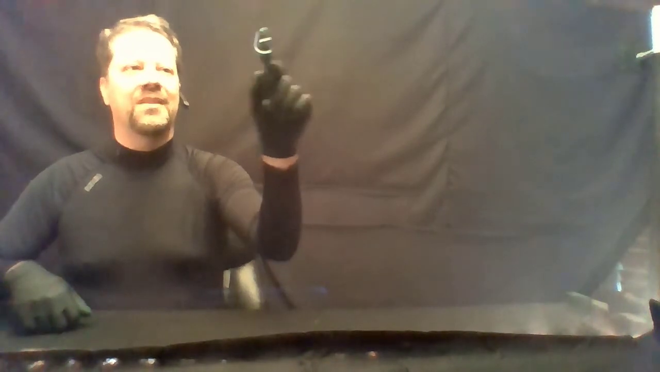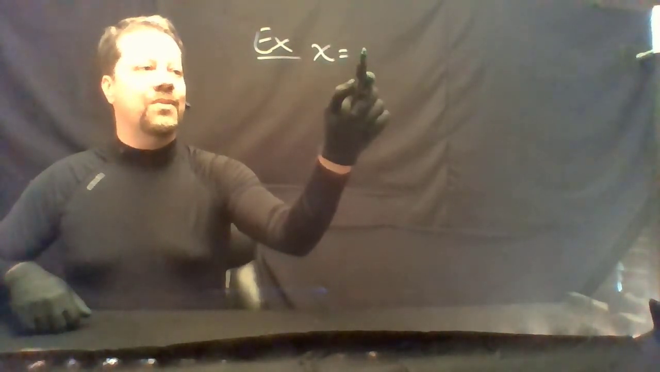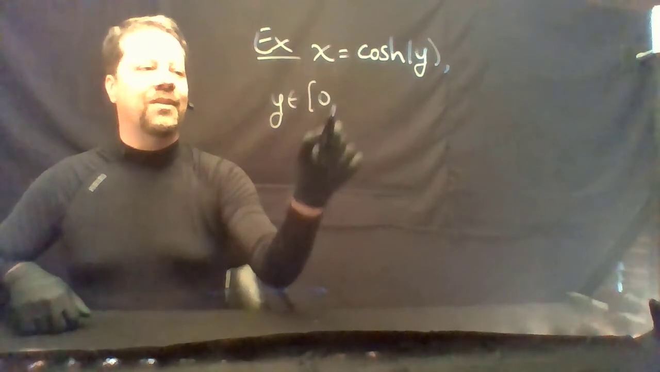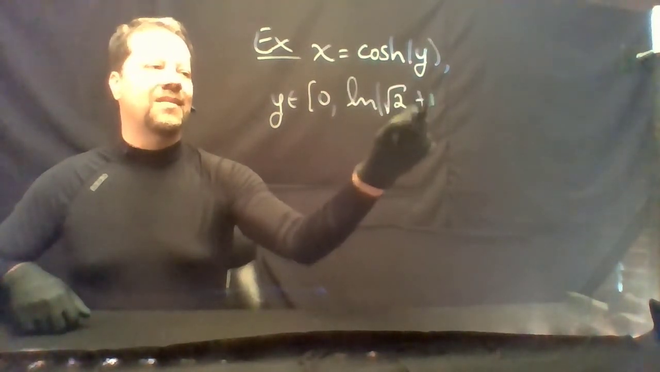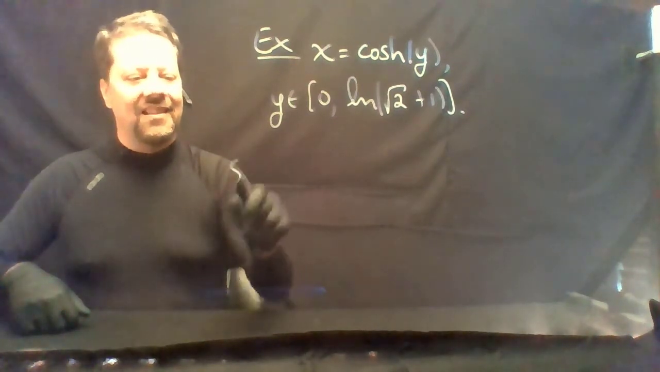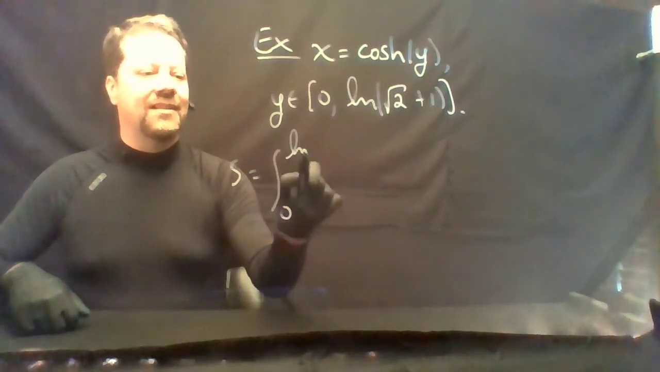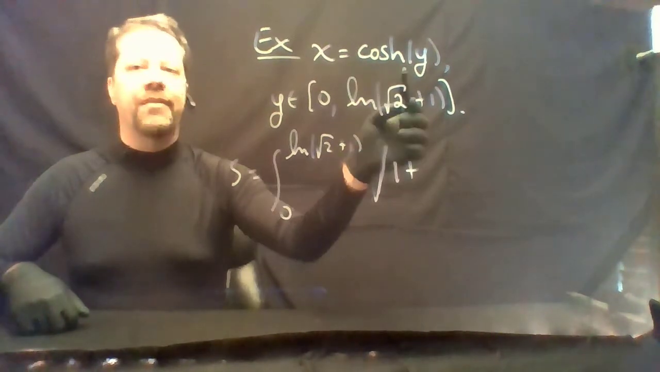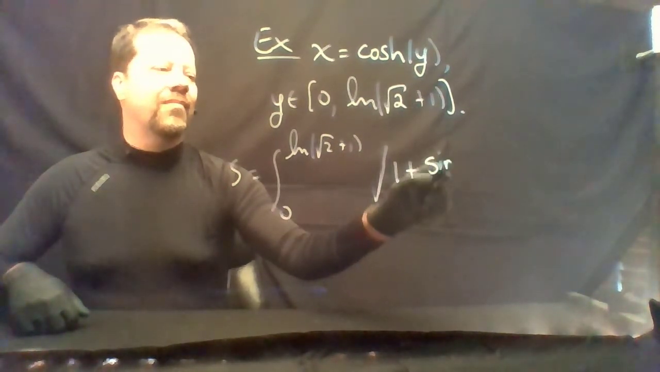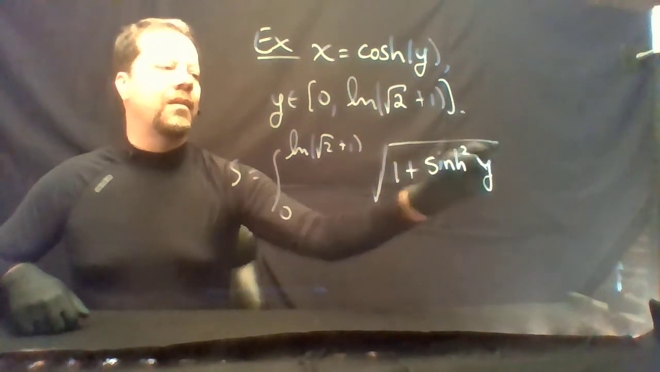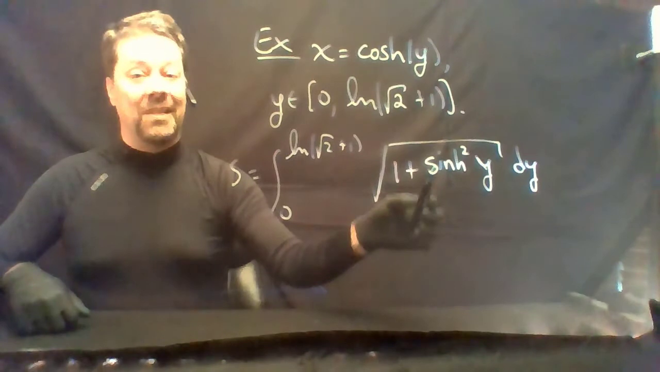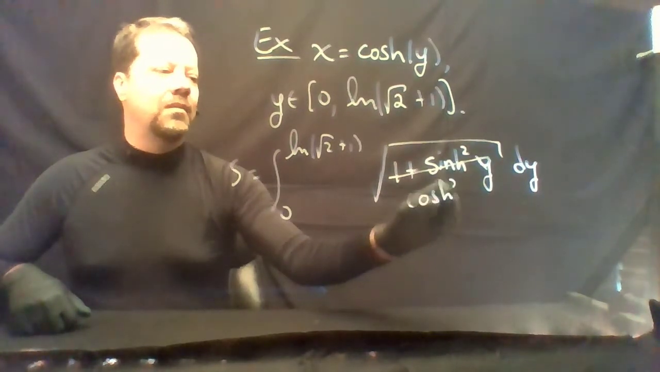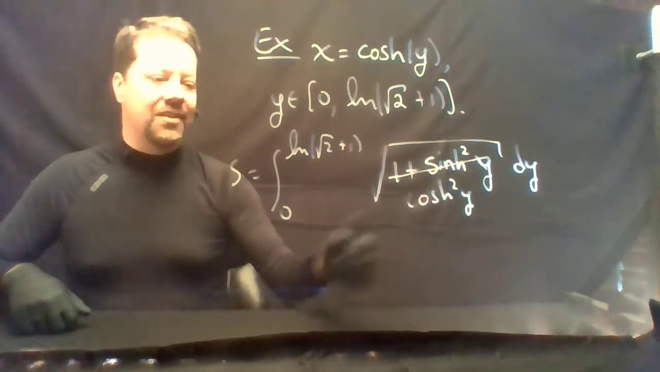On our next problem, we're going to look at x equals cosh of y, where y takes values between 0 and the natural log of the square root of 2 plus 1. The length will be the integral from 0 to the natural log of root 2 plus 1 of the square root of 1 plus the derivative of cosh, which is sinh, squared. One plus sinh squared is cosh squared by the theorem we just proved. Cosh is always non-negative. When you take the square root, you'll always get plus.